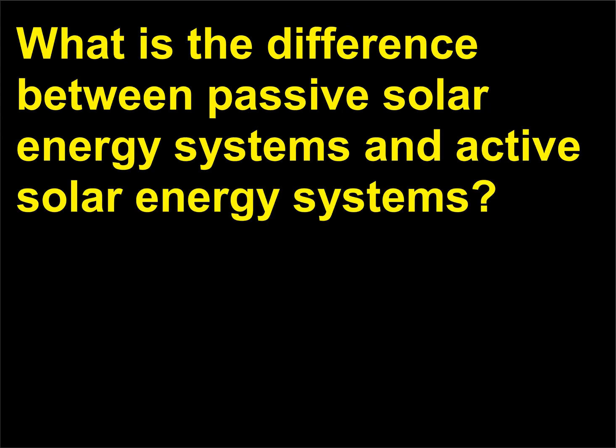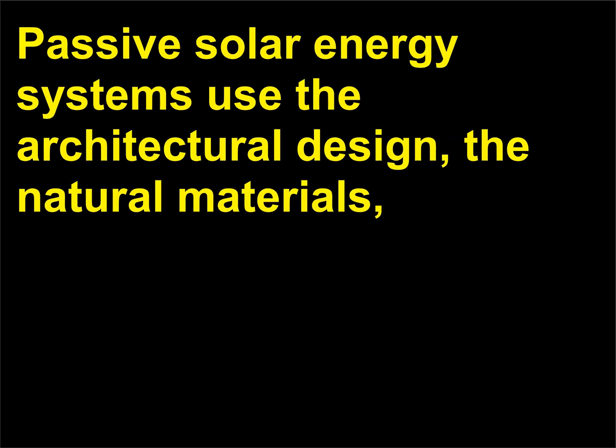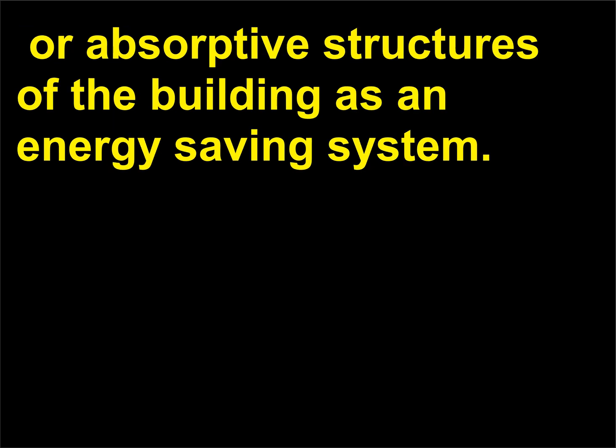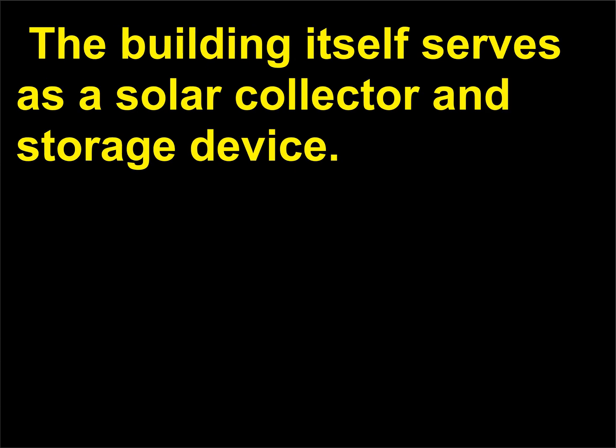What is the difference between passive solar energy systems and active solar energy systems? Passive solar energy systems use the architectural design, the natural materials, or absorptive structures of the building as an energy-saving system. The building itself serves as a solar collector and storage device.